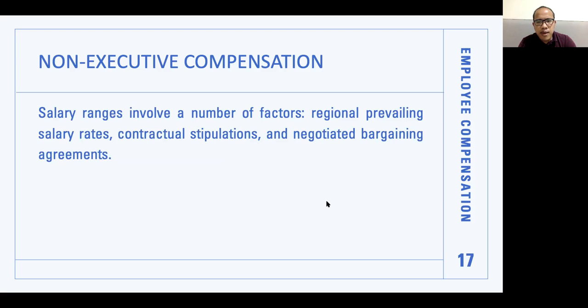Usually, yung executive compensation kasi hindi mo na masyadong iisipin to. Diba? Hindi naman siguro minimum wage ang i-offer mo sa mga CEO, CFO. But for new hires, pwede, no? Pwedeng ang ibayad mo sa kanila ay minimum wage. And you have to take that into account. Hindi pwedeng babayaran mo sila lower than the minimum wage. That would be a violation of the labor code.